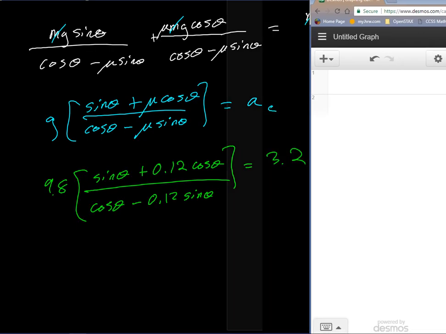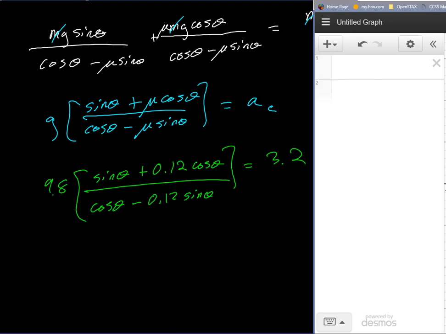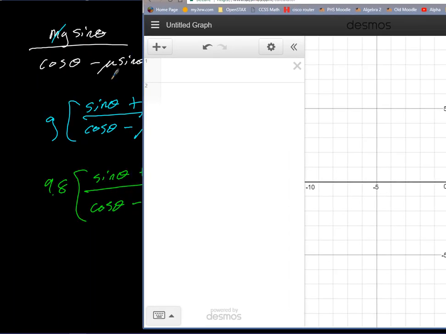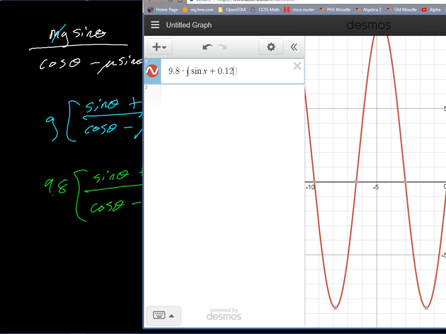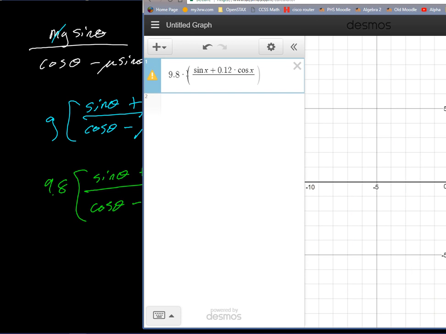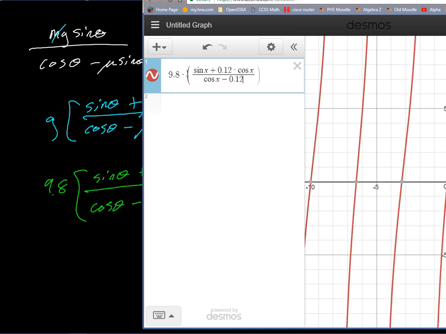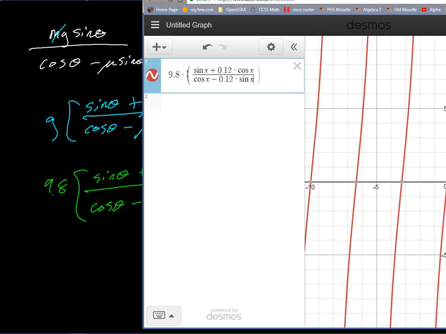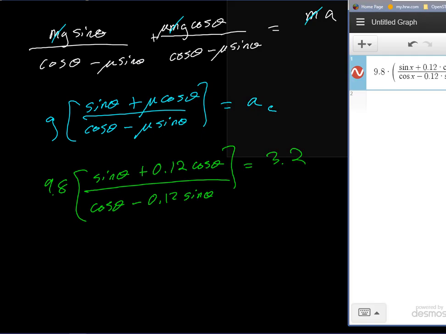So then let's just put this whole thing in. So we get 9.8 times the quantity sine theta, I'll call it sine x, plus 0.12 times cosine x, all that divided by cosine x minus 0.12 times sine x, and then minus 3.2.